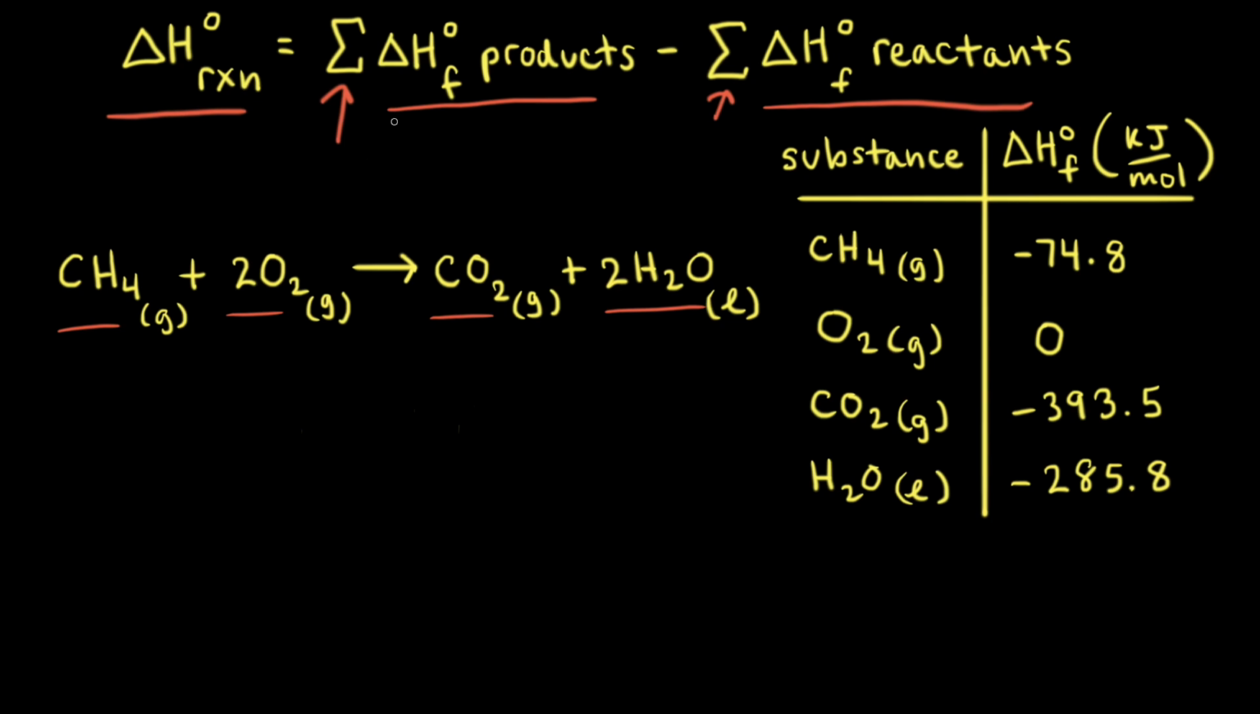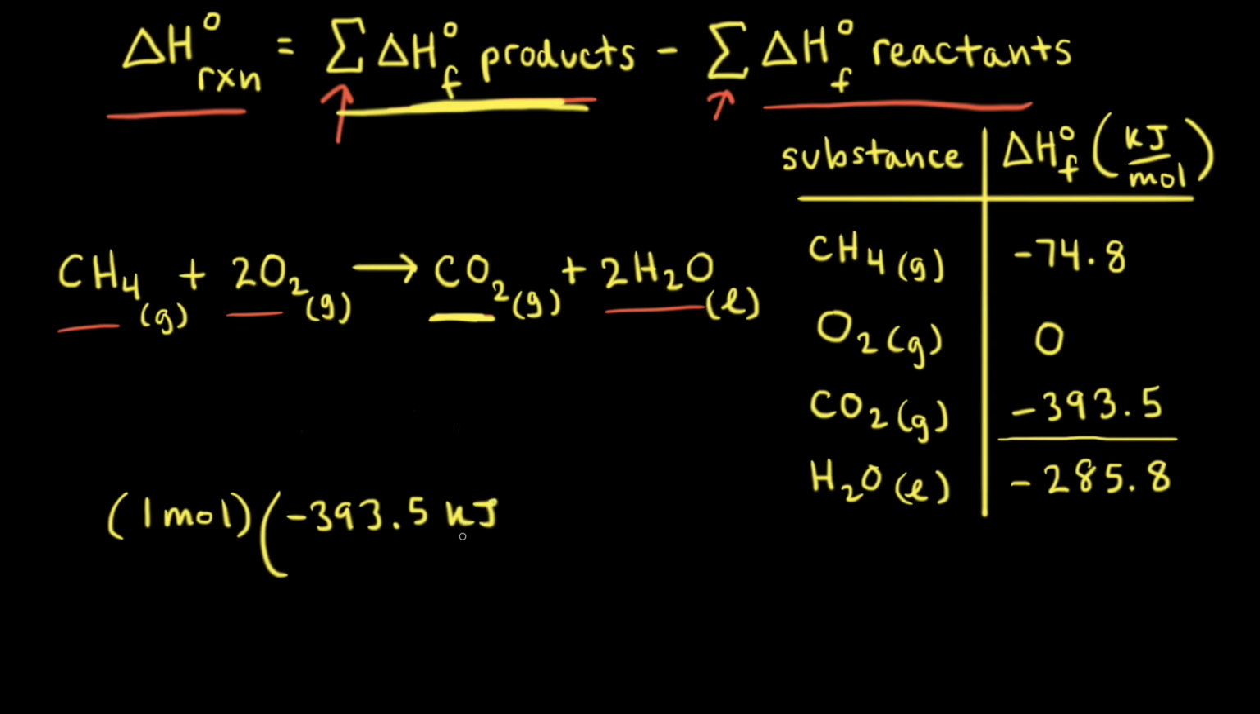The first thing we need to do is sum all the standard enthalpies of formation of the products. So if we look at our two products over here, we'll start with 1 mole of carbon dioxide. So let's go ahead and write this down here. We have 1 mole of carbon dioxide. And the standard molar enthalpy of carbon dioxide, we've already seen, is negative 393.5 kilojoules per mole of carbon dioxide. So we're going to multiply 1 mole of carbon dioxide by negative 393.5 kilojoules per mole of carbon dioxide.